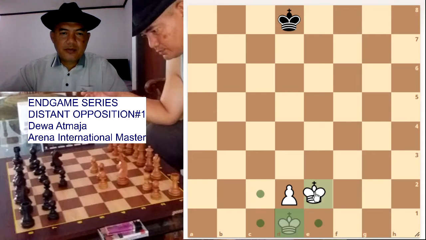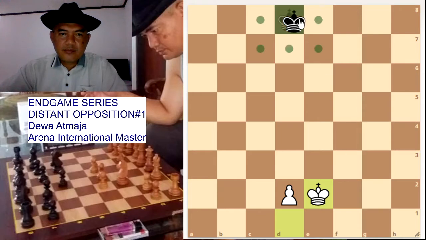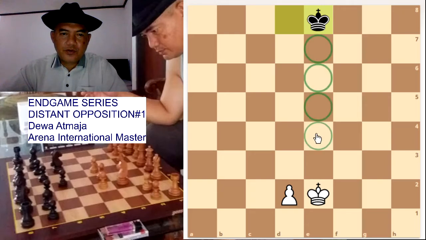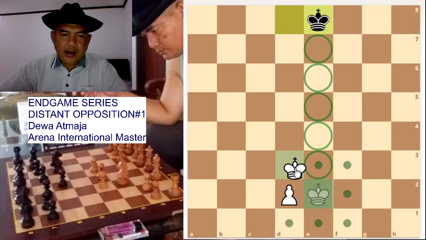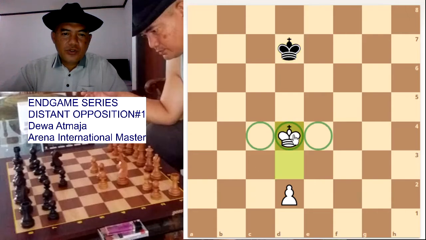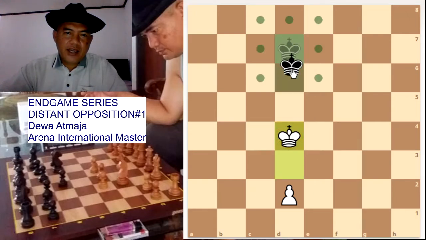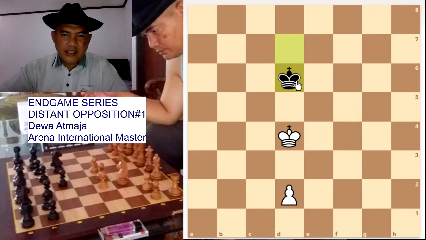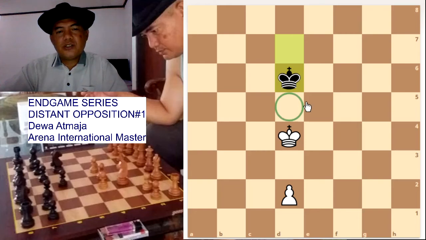For example, white can go to e2, and then black can take the distant opposition, 1, 2, 3, 4, 5. And if white goes to d3, black still has the distant opposition, 1, 2, 3 squares. If white goes to d4, then black goes to d6, and it's a direct opposition.